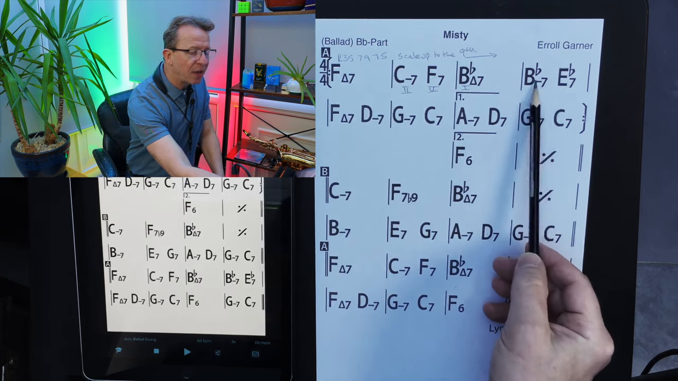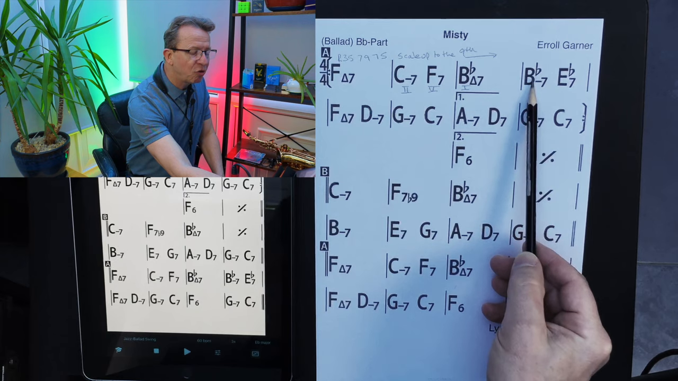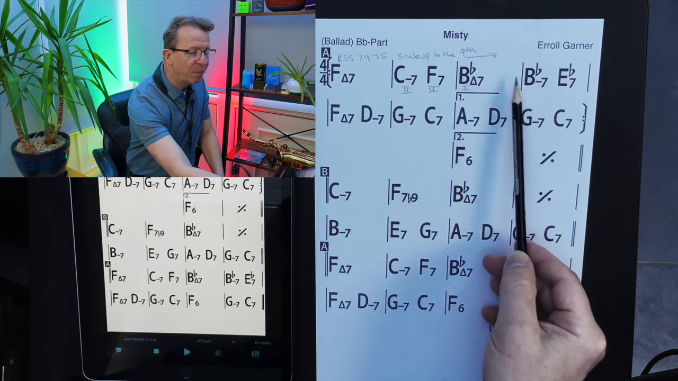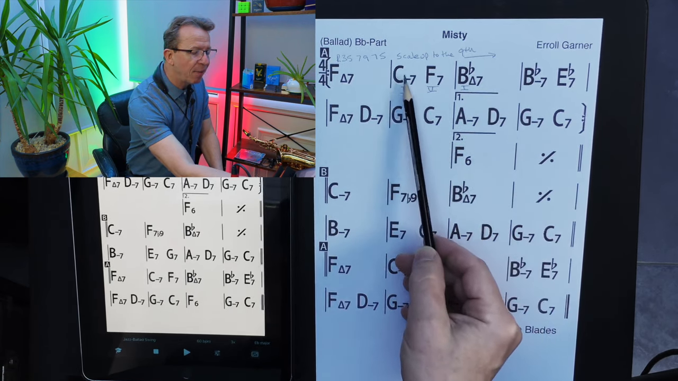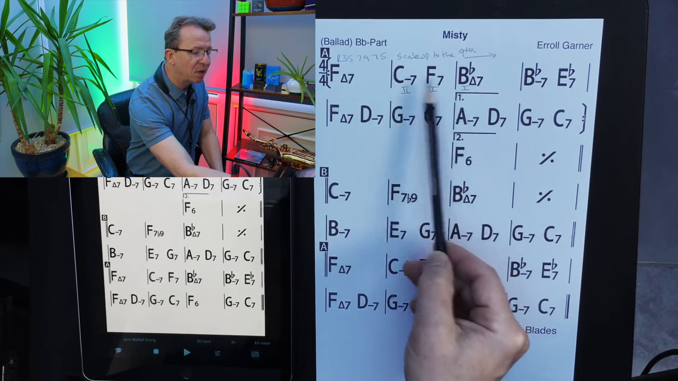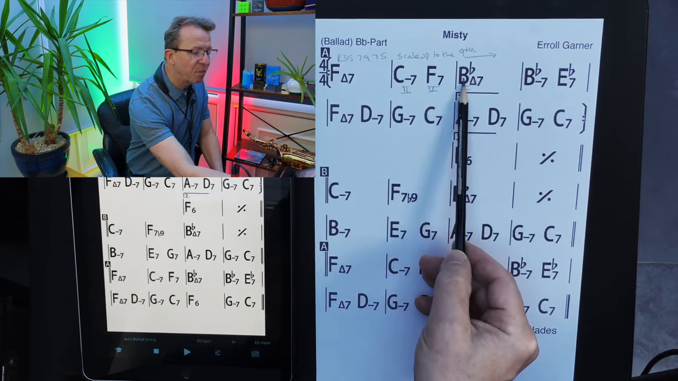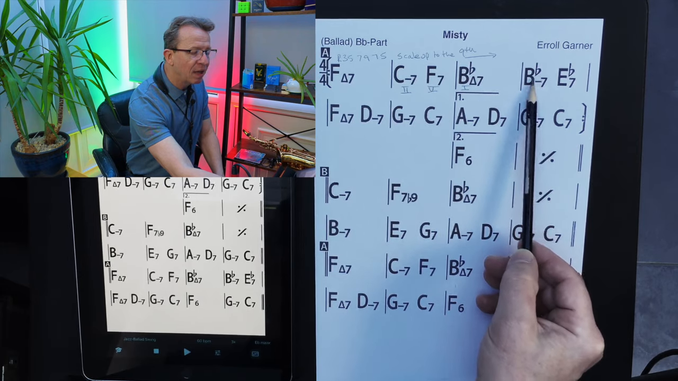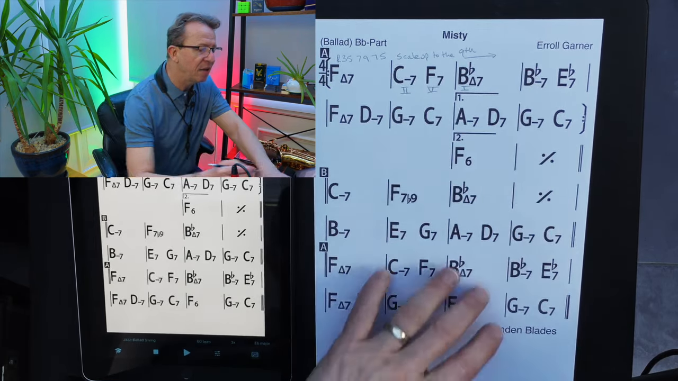Now, if I need to work that out, all I've got to do is drop down a whole tone from B flat. Just like here, if I drop down a whole tone from C, that would give me B flat. So I know that this 2-5 comes from B flat. Do the same thing here. B flat to E flat, that would be a 2-5 in the key of A flat.